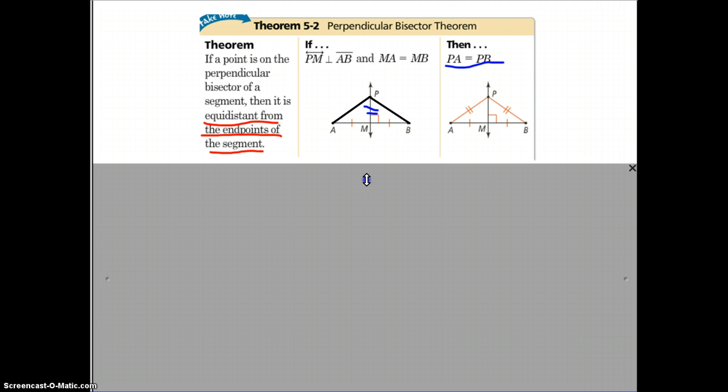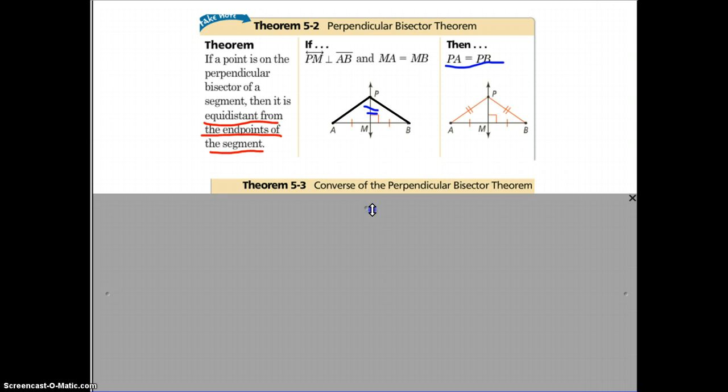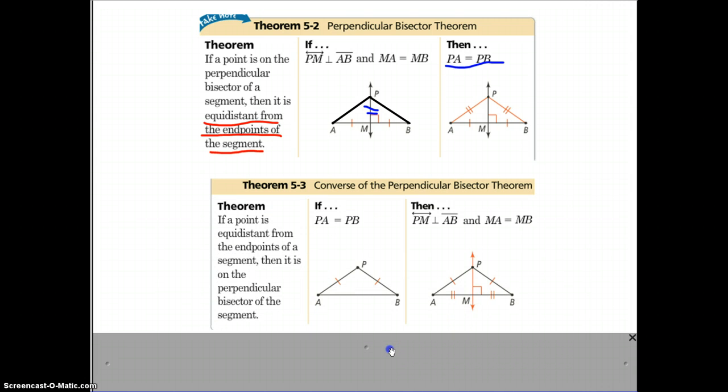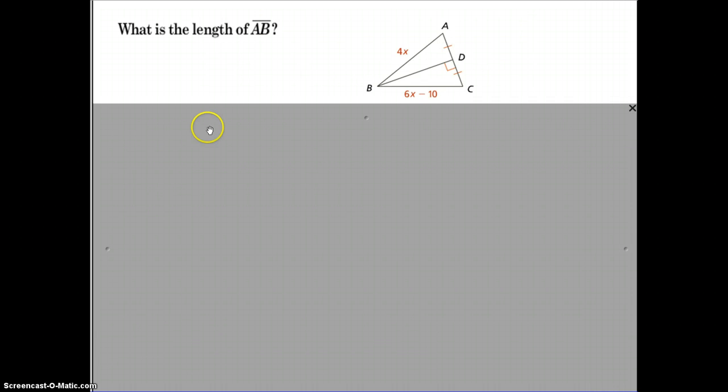Well, this theorem also has a good old converse, and a converse, if you remember, switches your hypothesis and your conclusion. So this one starts with if segment PA is congruent to segment PB. Basically, if you start with an isosceles triangle, then you know if you make a perpendicular bisector in that isosceles triangle. Okay, so let's look at one.